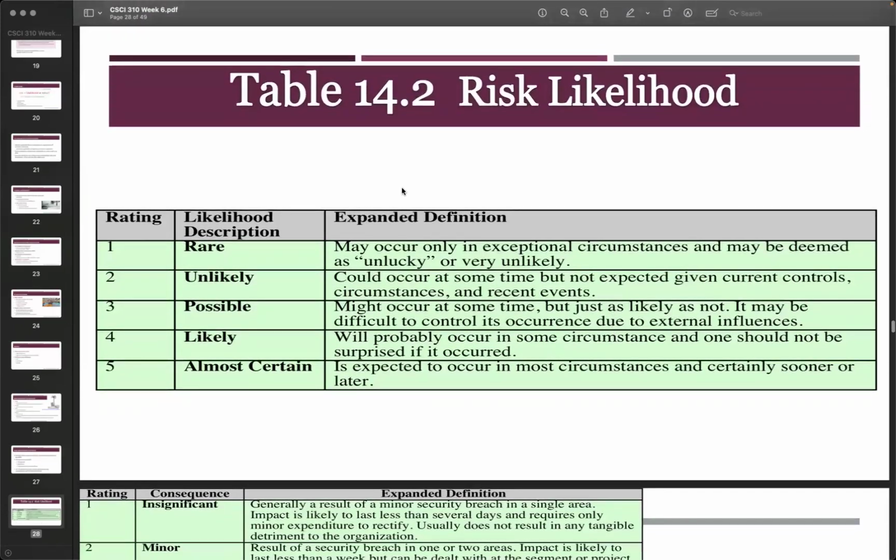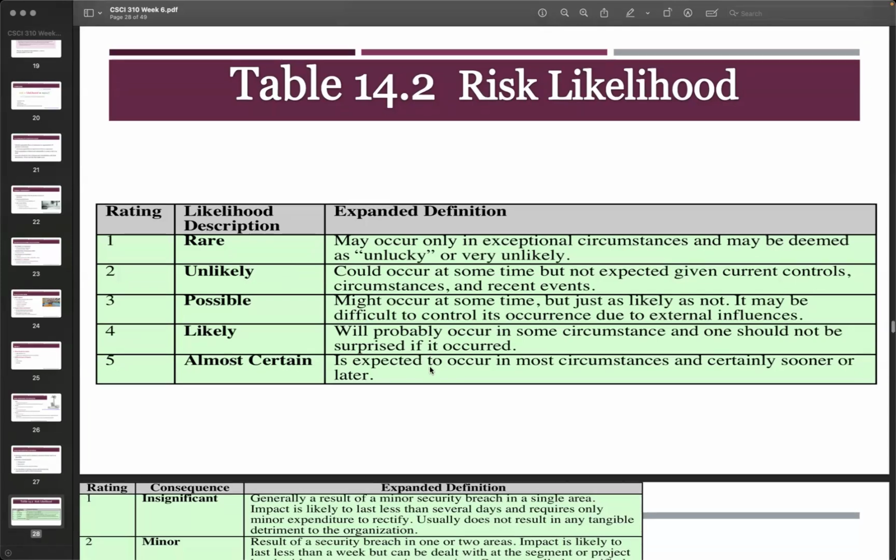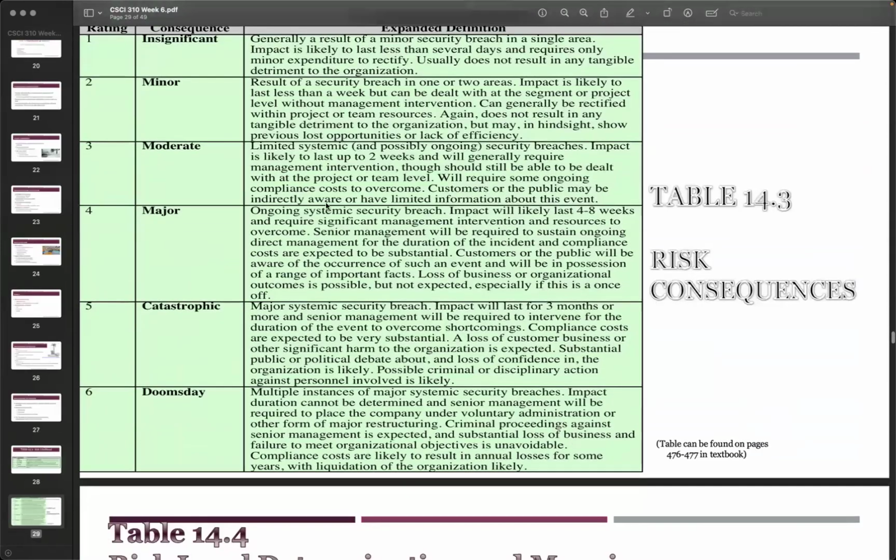The likelihood scale goes from rare, which occurs only in exceptional circumstances, to unlikely, possible, likely, and the most, almost certain. We are pretty sure if we do it this way, it's really going to happen. Sometimes if we don't set the firewall and just open all the ports, then it's almost certain it's going to happen. So it won't be unlikely.